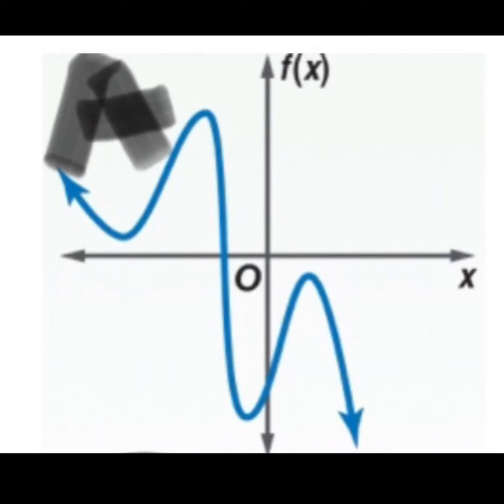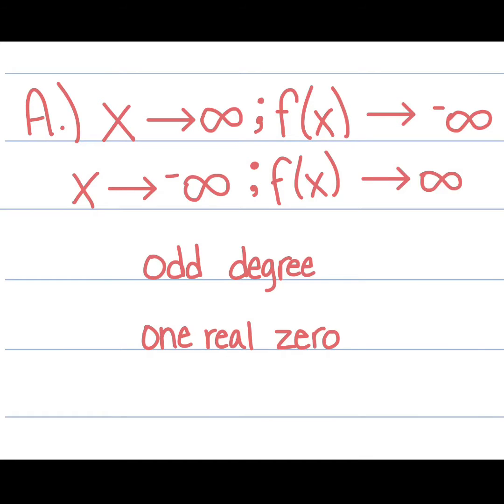Let's begin with A. We can see that as x approaches positive infinity, f of x approaches negative infinity. Now we see as x approaches negative infinity, f of x approaches positive infinity. We can also see that this has an odd degree because the arrows are going in opposing directions, and there's an odd number of turning points. This only passes through the x-axis once, so that means that there is only one real zero.